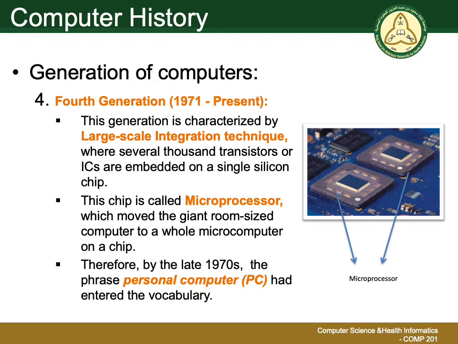What does this mean? First, with the technique, we always start slowly, from a large size to smaller and smaller. Now here the integration technique became large scale. What does this mean? Large scale integration technique is where several thousand transistors or ICs are embedded on a single silicon chip. If you notice in the picture on your right hand, we have a single silicon chip. It contains a large number, thousands, of transistors and ICs, a single square chip. We started compressing the ICs into a single silicon chip.